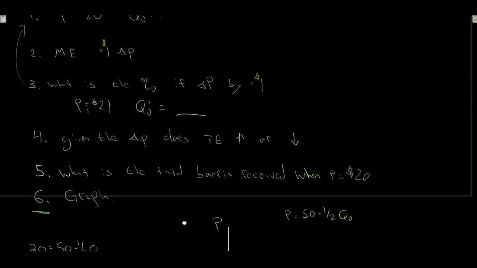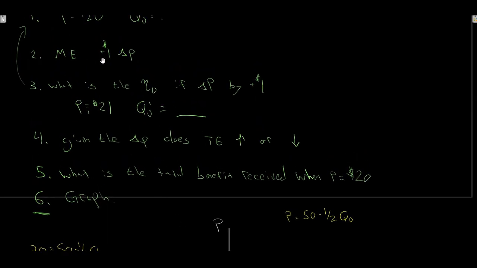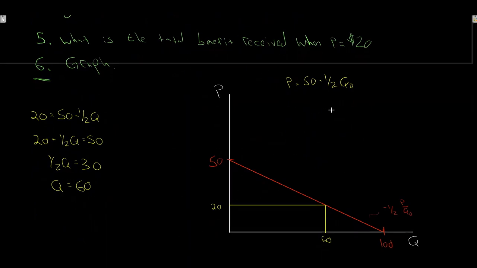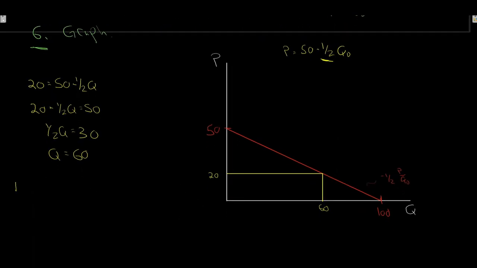What's my next question? What is the marginal effect of a plus $1 change in price? Well, okay, my marginal effect, I can get that as the inverse of my slope. So I have a slope of negative 1/2, so my marginal effect is going to be negative 2 quantity demanded per dollar. So every time I have a change in price of $1, my quantity demanded will change by 2 units. So I have my marginal effect. Great.